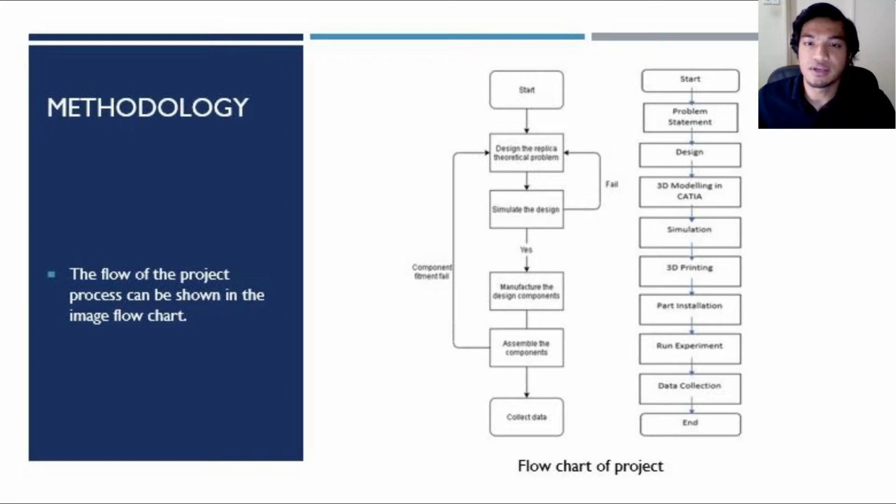And on the right side of the flowchart of the project, we start with the problem statement, design, 3D modeling in CATIA, simulation, 3D printing, part installation, run experiment, collecting data, and end of the project.